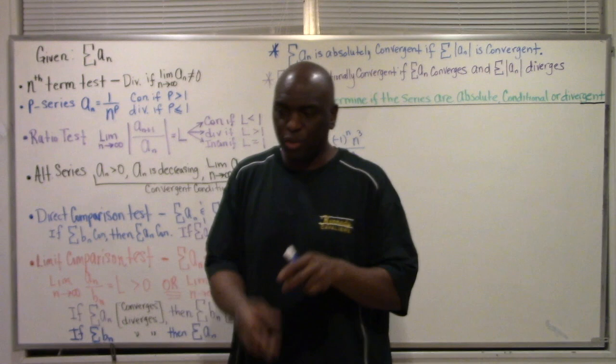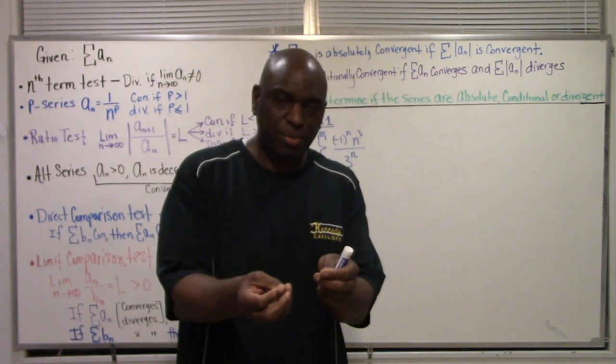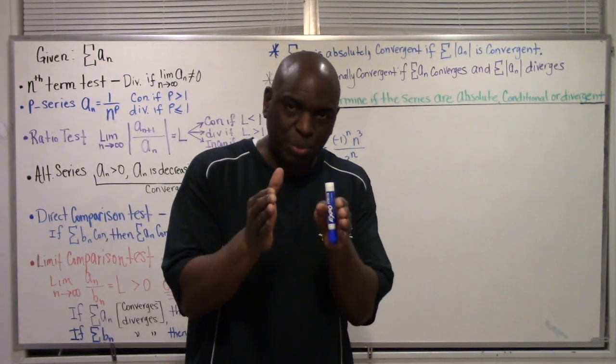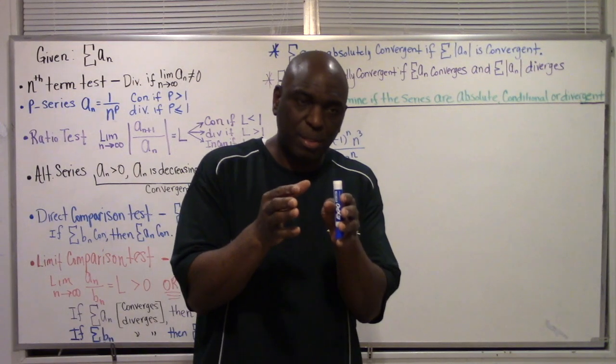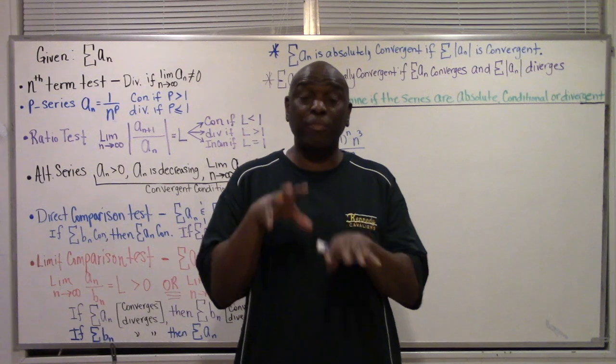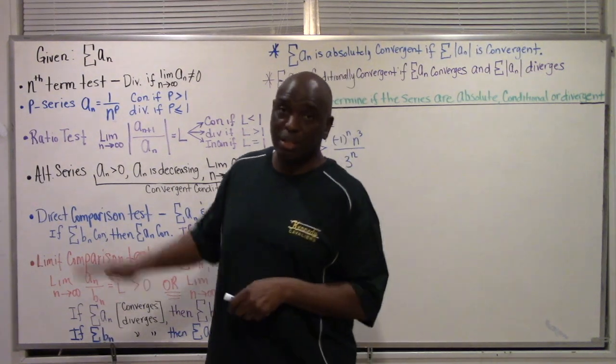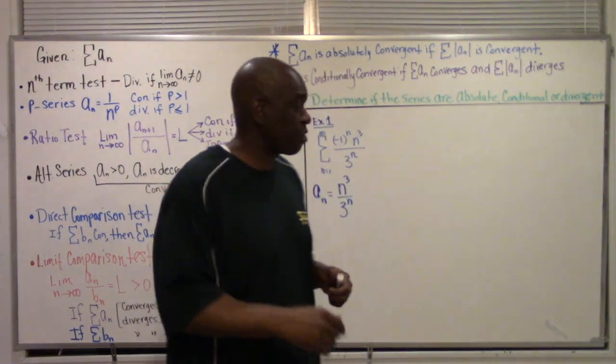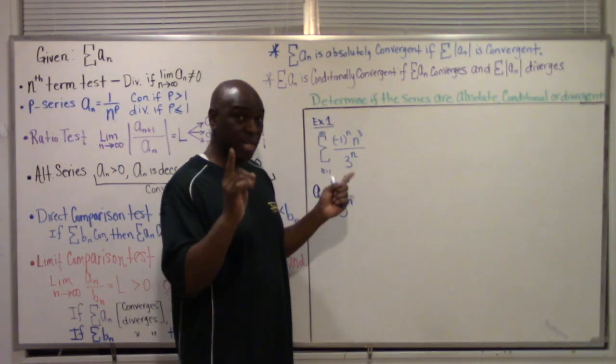Okay? So first we're going to check for absolute convergence. Once we check for absolute convergence, if it's not convergent, if it's divergent, then we're going to go back and check to see if it's conditionally convergent by using the alternating series test, because it alternates. You see that? That's important.